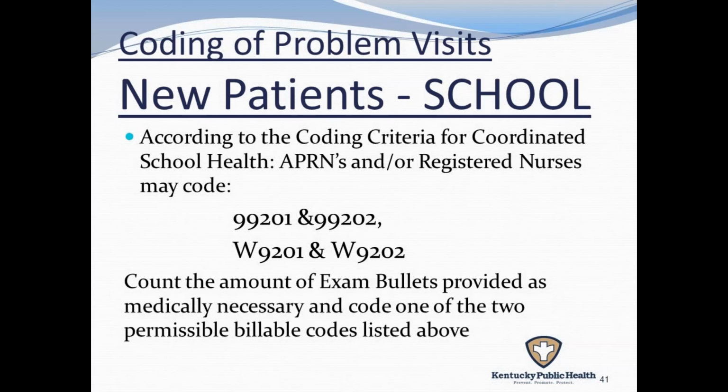According to the coding criteria for coordinated health, school health, APRNs, and/or registered nurses may code one of the following codes for new patients: 99201 and 99202, W9201 and W9202. Count the amount of exam bullets provided as medically necessary and code one of the 4 permissible billable codes listed above.